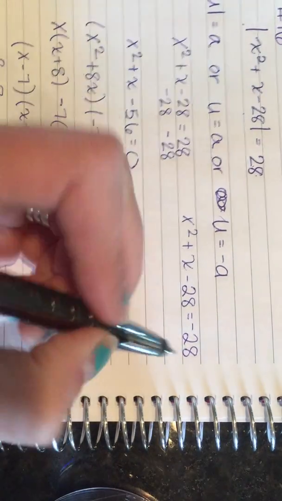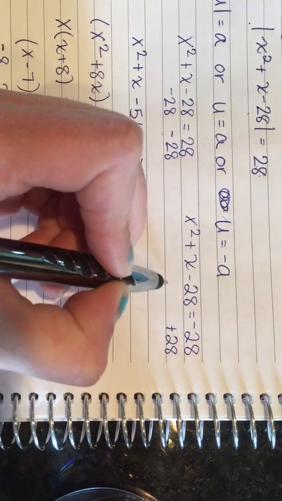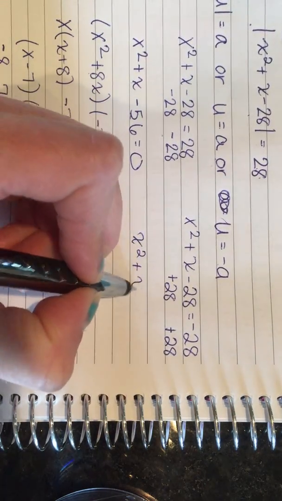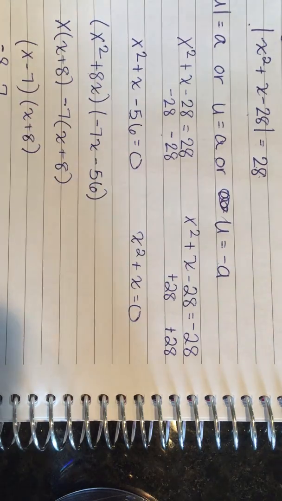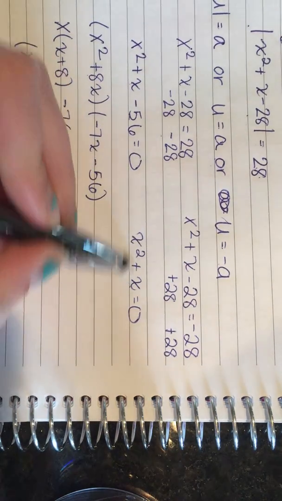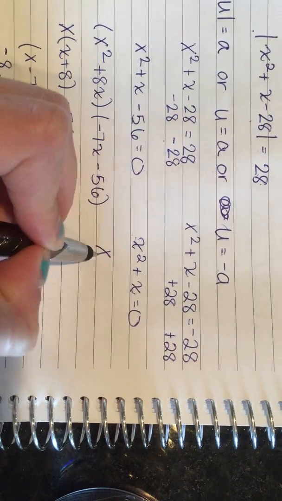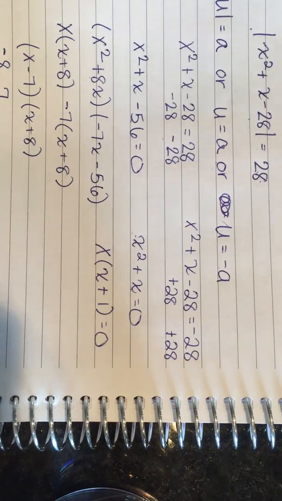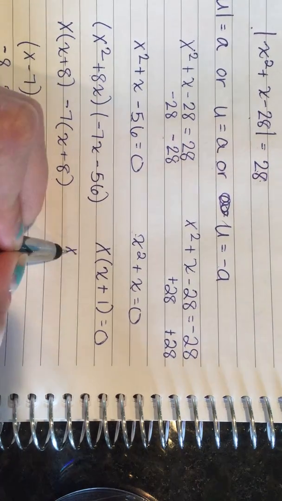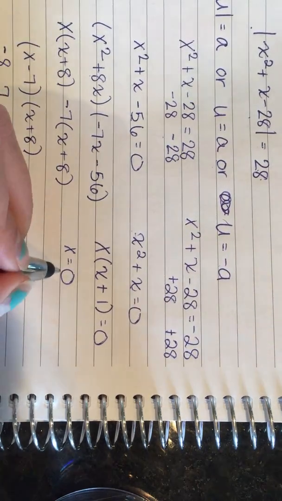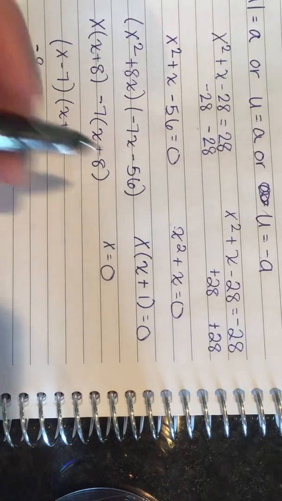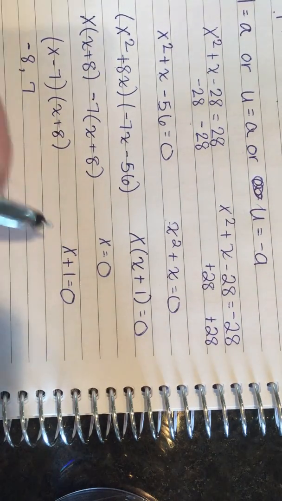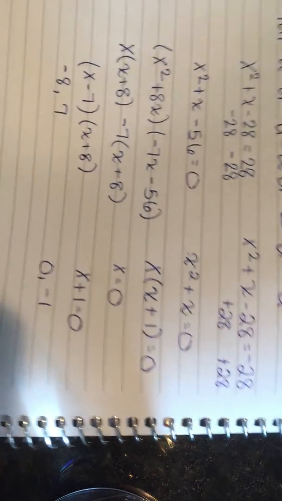The next part is to add 28 to this side, add 28 to this side. I'm going to be left with x squared plus x equals 0. This cancels out. Now I'm going to need to factor out a common x, so x times x plus 1 equals 0. I want to set both of these equal to 0, so x equals 0. So that's going to be one of my solutions. And then I also need to set x plus 1 equal to 0, and we know that that's going to be negative 1. So we're going to have 0 and negative 1 for that one as well.